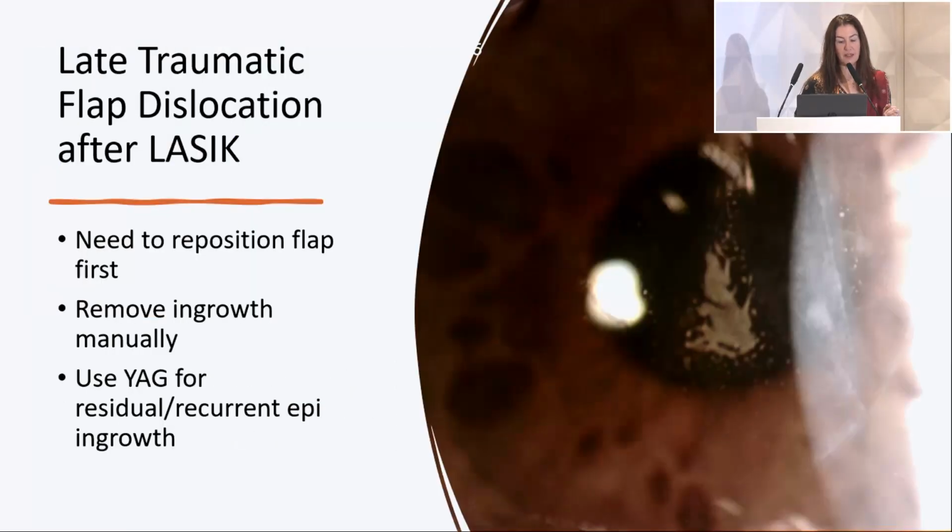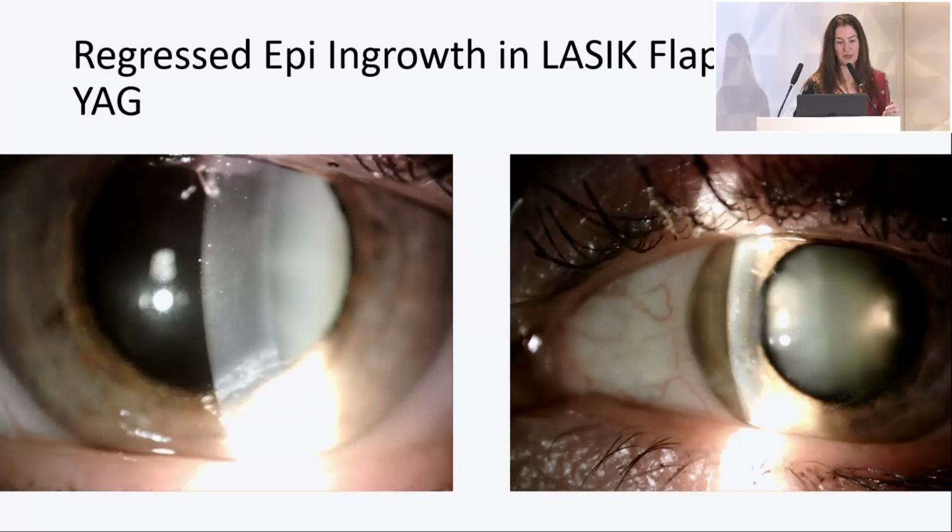We've all seen these late traumatic flap dislocations after LASIK. Obviously, we need to reposition the flap. That's first and foremost. You can remove any epithelium that's underneath. And here I reserve the YAG for residual epi ingrowth, which there usually is, or recurrent. Here again, we see this was the flap reposition and using the YAG laser here for the residual epi ingrowth.